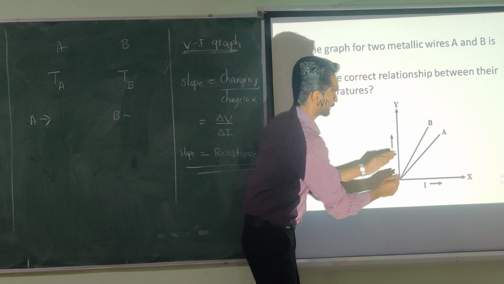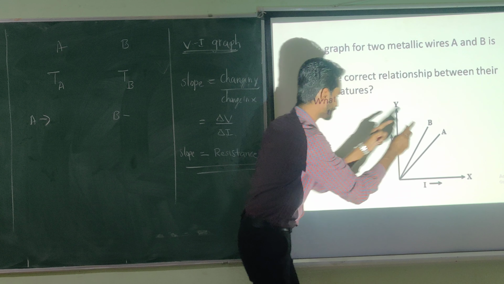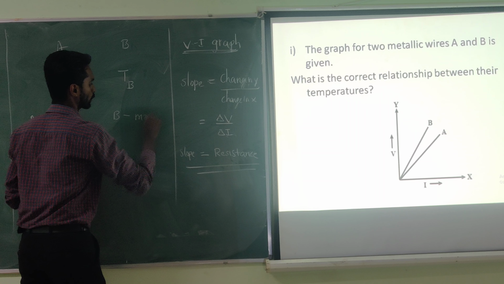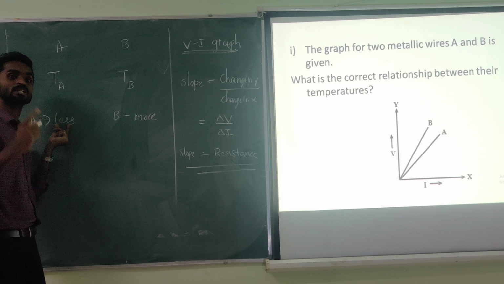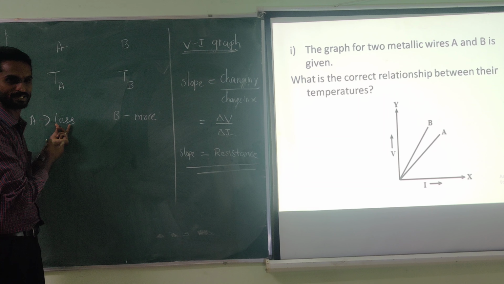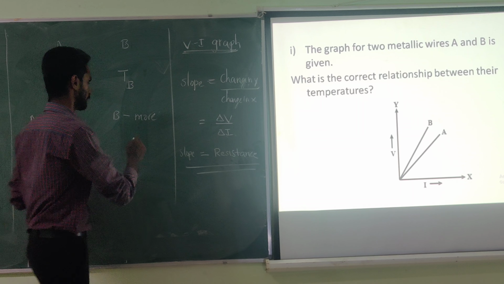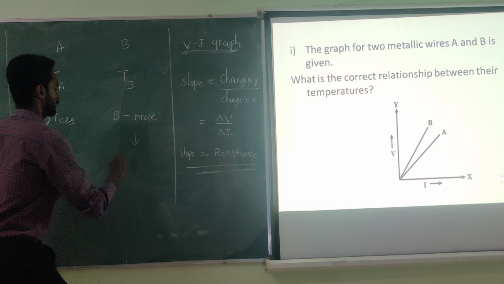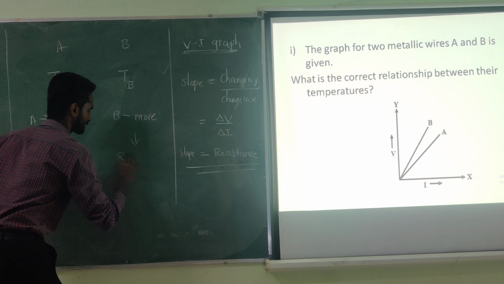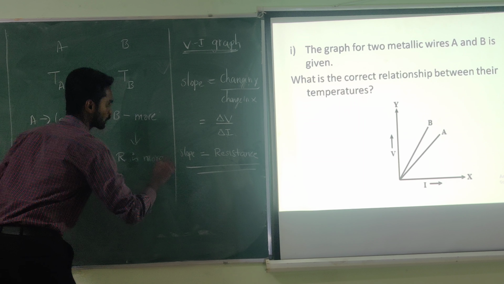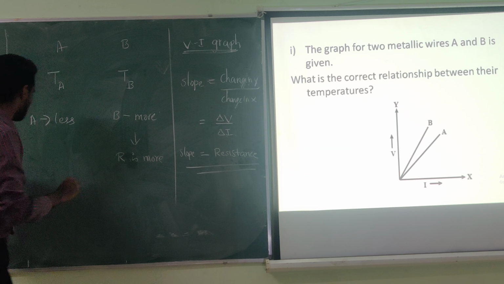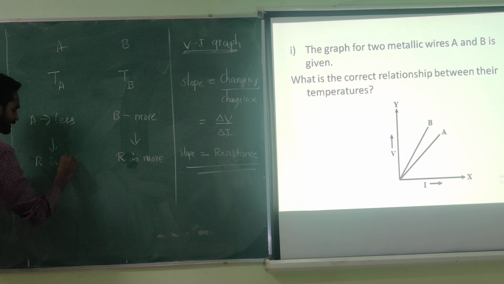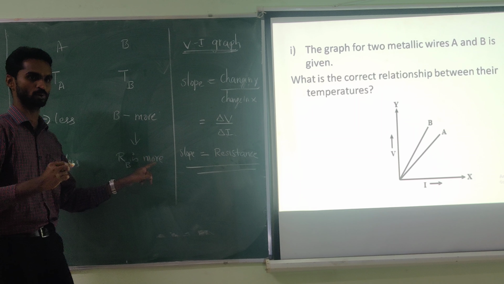So that is the reason the change in y-axis of graph B is more, which means the slope of B is more and the slope of A is less. Slope of graph B is more means the resistance R is more, because resistance is directly proportional to slope. So R is more for B and less for A. The resistance of A is less and the resistance of B is more.